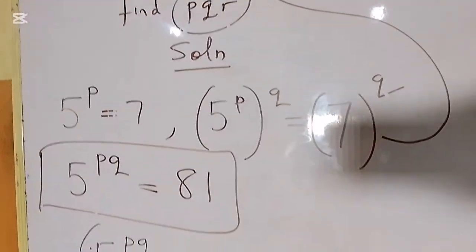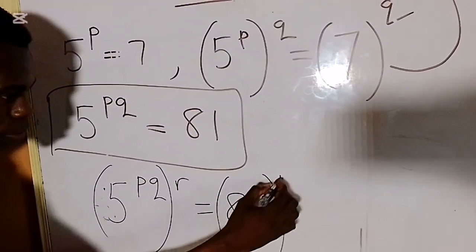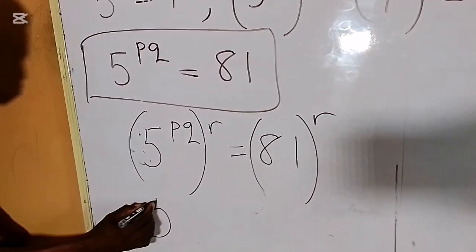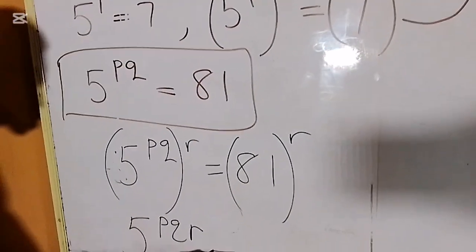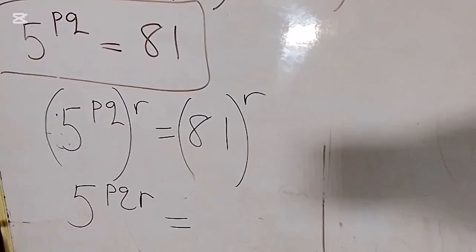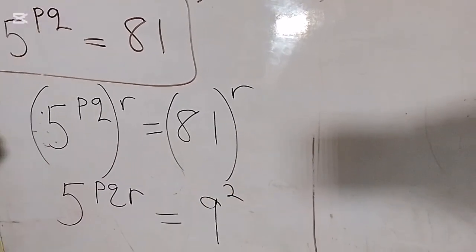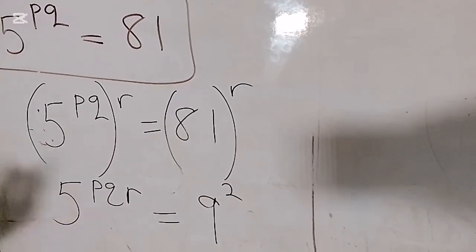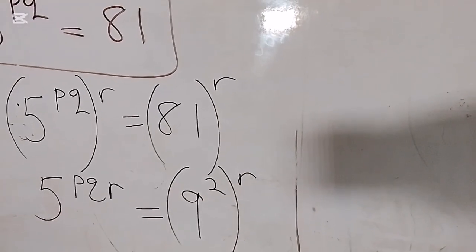So what I will do is this. I will raise this to power r, and I will raise this to power r. Guess what? This becomes 5 raised to the power pqr. So I have this equal to, what about this side? Now, 81 is 9 raised to the power of 2, because 9 squared is 81 in mathematics. Then this one is raised to the power of r.